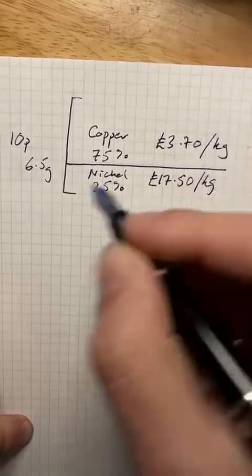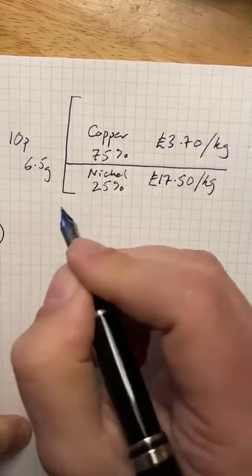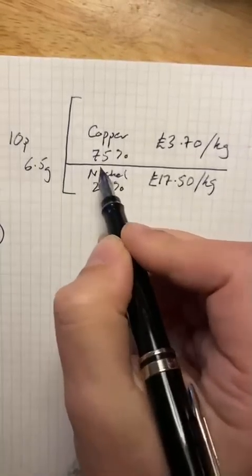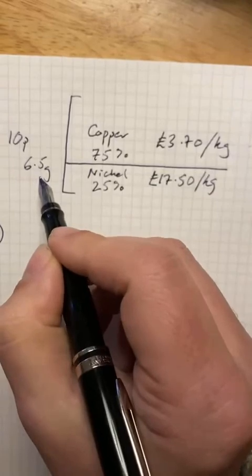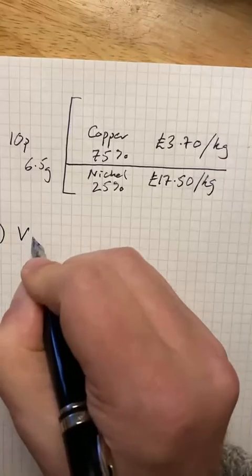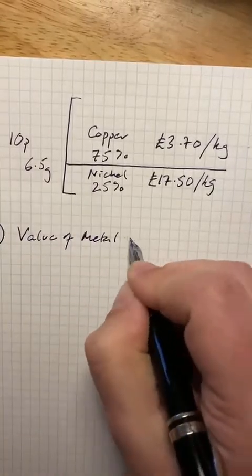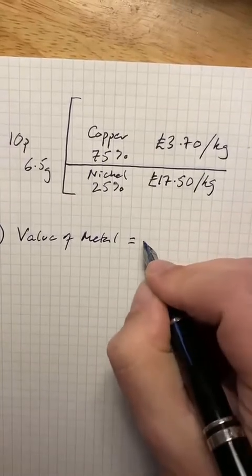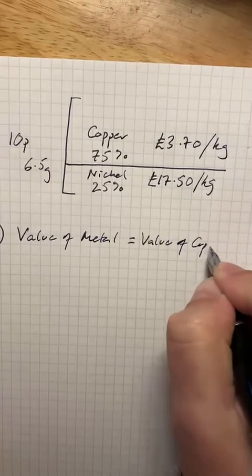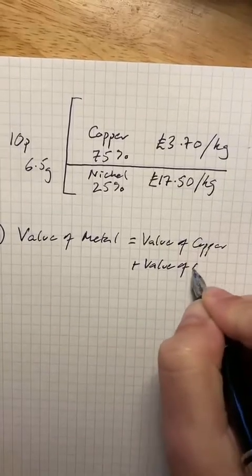Okay, so the first question we're being asked is, what's the value of the metal in the 10p coin? So how are we going to work this out? Well, we know it's 6.5 grams in total. Let's write out the steps. It's the value of the copper plus the value of the nickel.